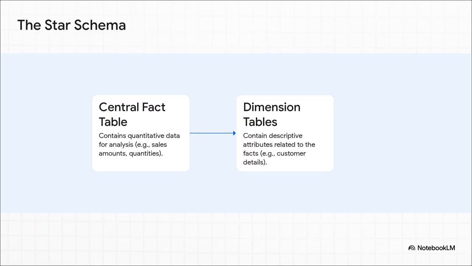Now, when it comes to those analytical systems we talked about, there's one design that reigns supreme, the star schema. And it's beautiful because it's so simple. Right in the middle, you have a fact table. This holds all your numbers, the sales totals, the quantities sold, and then radiating out from it like points on a star are your dimension tables. These give all the context, the who, what, when, and where. This simple structure makes asking questions and getting answers incredibly fast.